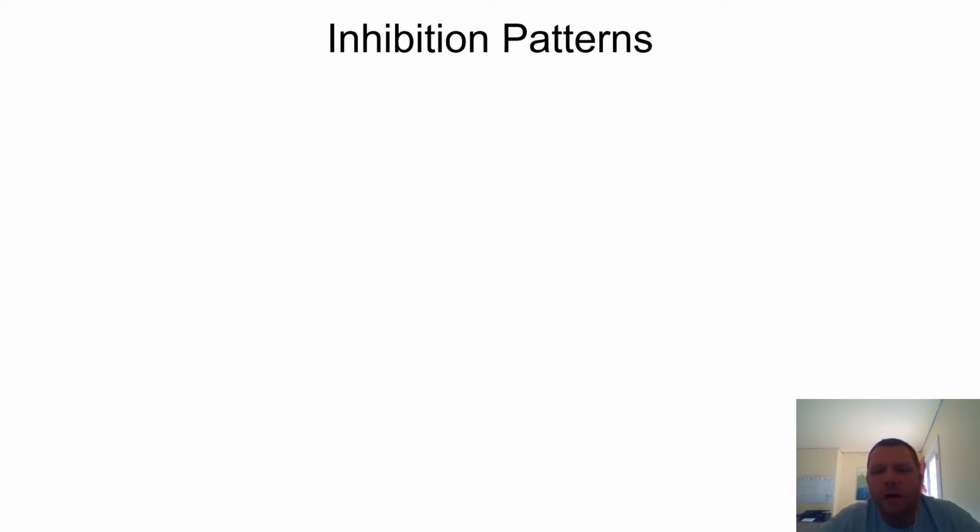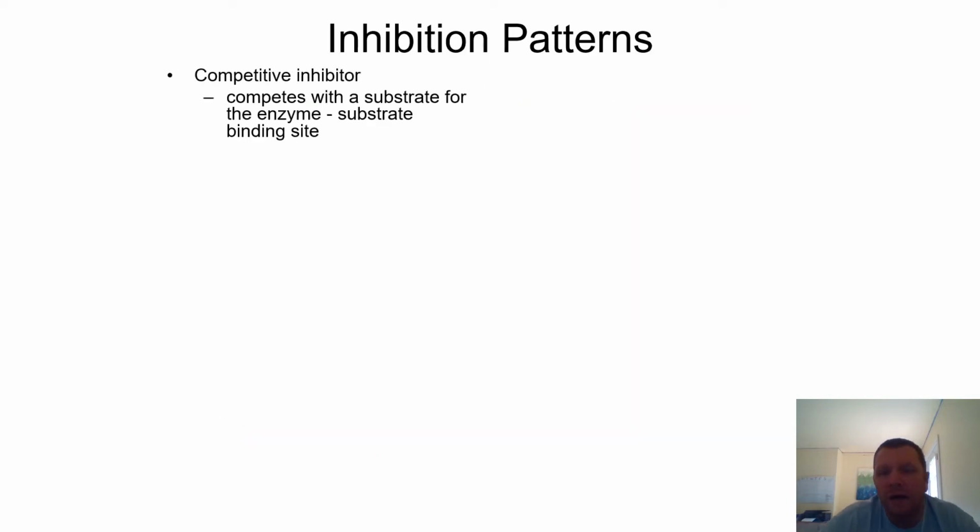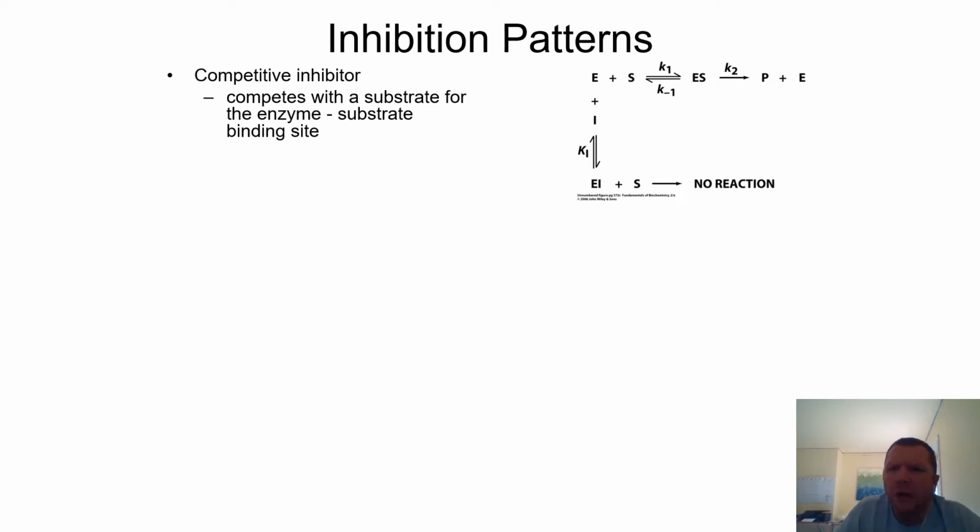Okay, so now your inhibition patterns. A competitive inhibitor is one in which an inhibitor is going to compete with a substrate for the enzyme's binding site, or the enzyme active site. And so you'll see something like this. You're talking about the free enzyme binding with either your substrate or your inhibitor, and you're going to form either this EI complex or this ES complex.